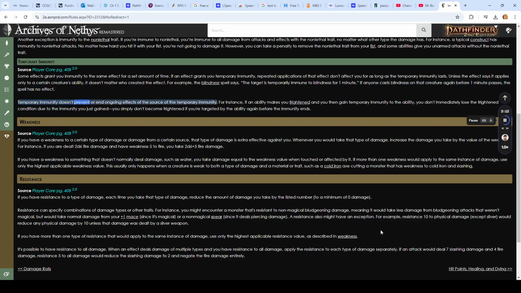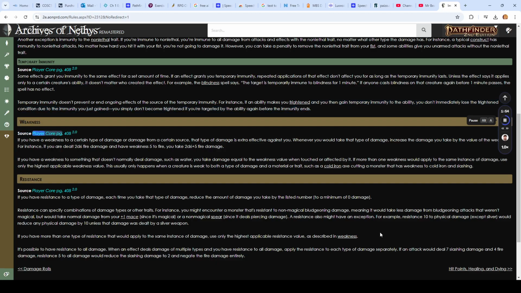Temporary immunity doesn't prevent or end ongoing effects of the source of the temporary immunity. For instance, if an ability makes you frightened, and you then gain temporary immunity to the ability, you don't immediately lose the frightened condition due to the immunity you just gained. You simply don't become frightened if you're targeted by the ability again before the immunity ends.